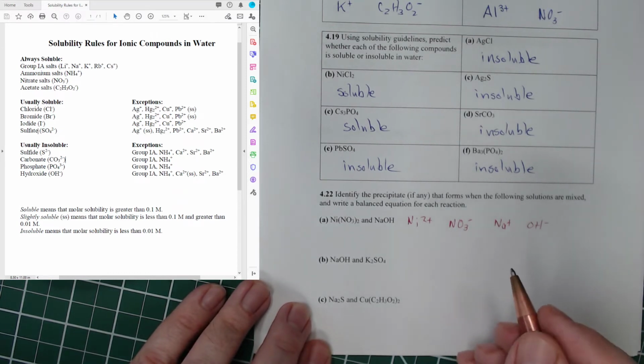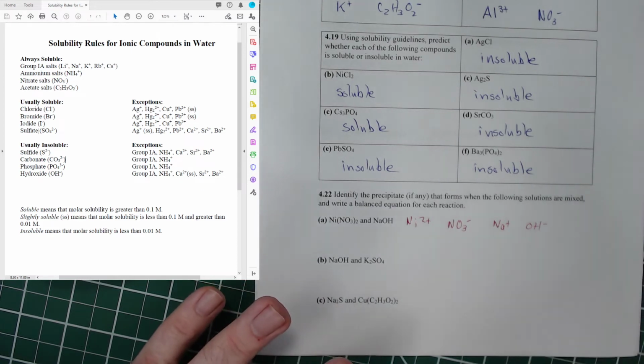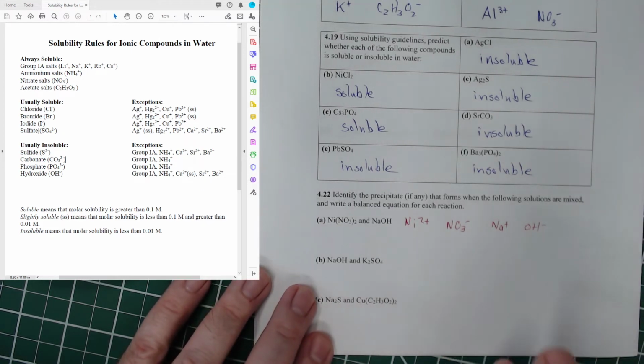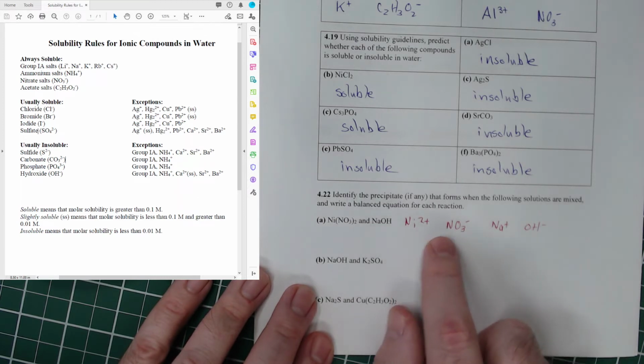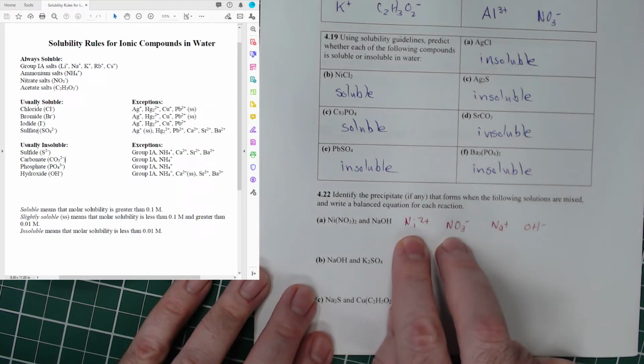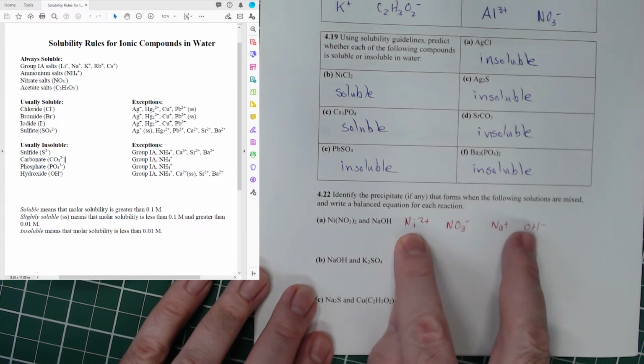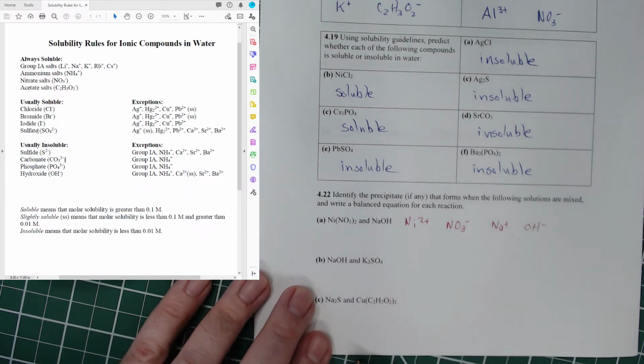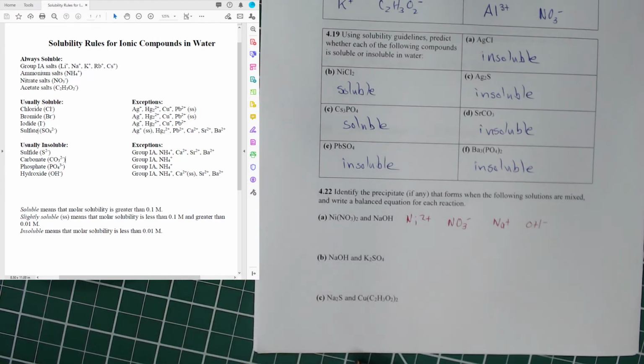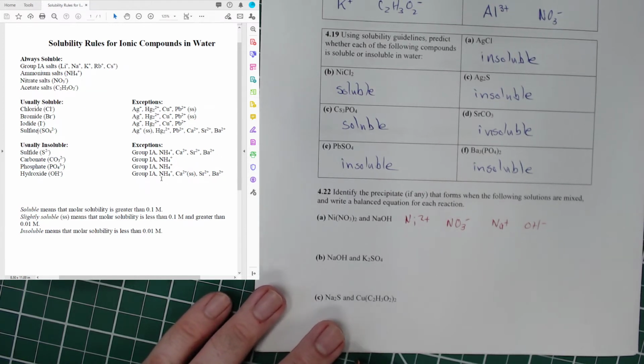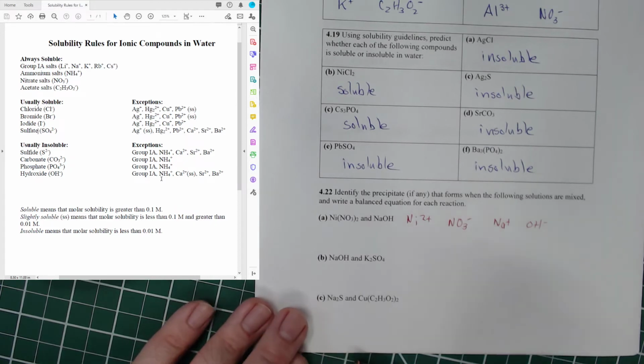Okay, so now we want to see, is there something that is going to form a precipitate? Is there any combination of a cation and anion that will form a precipitate? We will see that nickel nitrate is not going to form a precipitate. Nickel hydroxide, if we come over here, hydroxides are usually insoluble, and nickel is not an exception. So nickel hydroxide should be our precipitate.